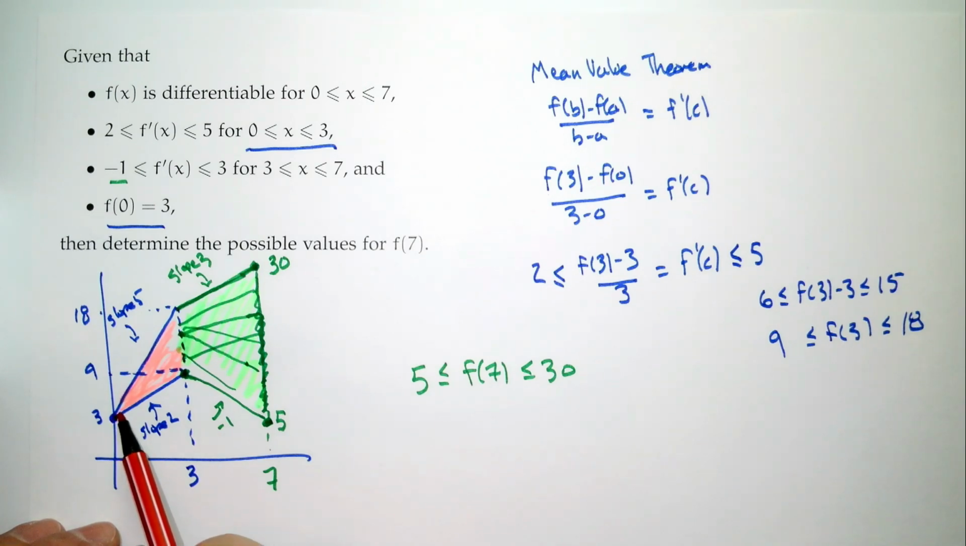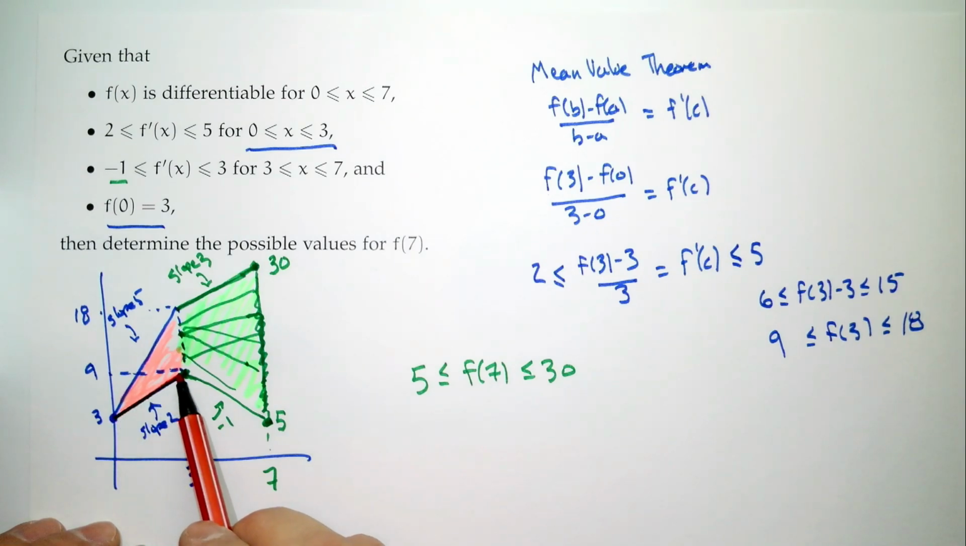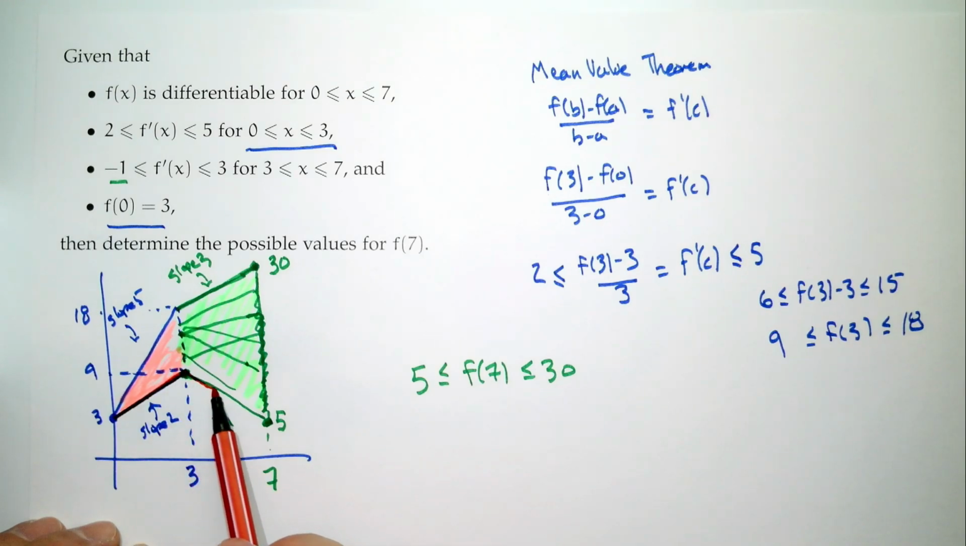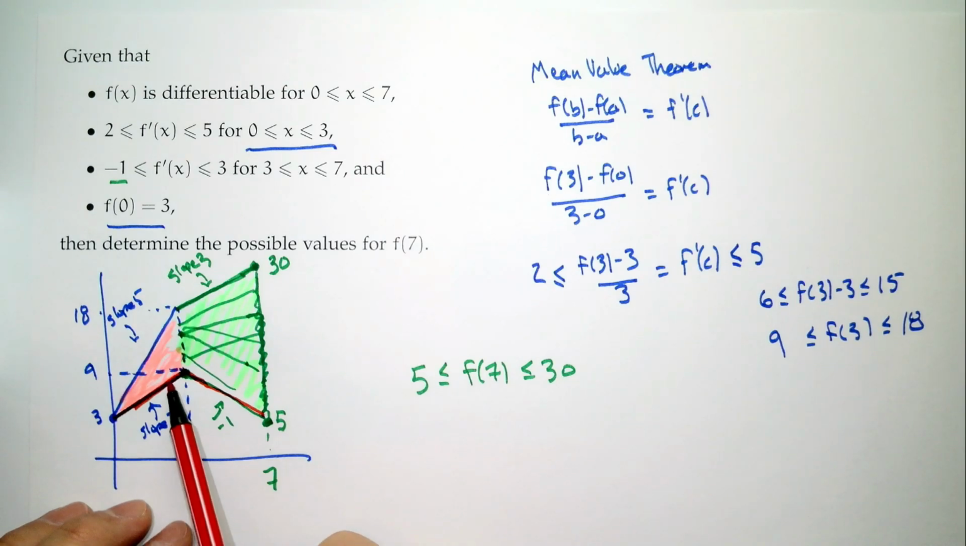Well, what would have to be true is I'd have to hug that bottom line. And I'd have to hug it all the way up, and I'd have to hug it all the way down. But what's the problem? The problem is at 3. If I were trying to hug that bottom line both up and down, I'd have to come together at a sharp corner. Can I be differentiable there? The answer is no. So I can't actually get to 5 because I can't get that sharp turn.